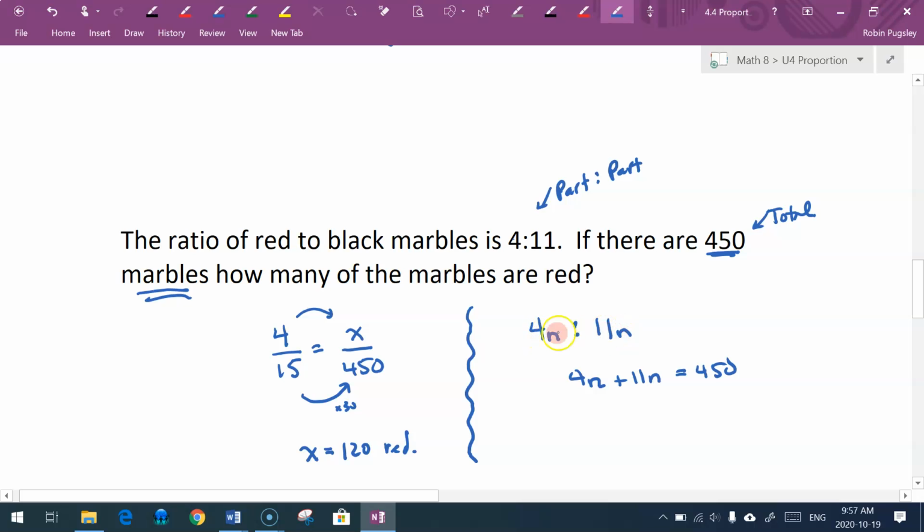Because if n is 1, I have 15 marbles. If n is 2, I have 8 plus 22, which is 30 marbles, right? Etc. I know I have 450, so what is n? What should I multiply each term by so that I can get 450? So now I can collect like terms, and I could divide both sides by 15, and n is 30. Oh, I need to multiply that by 30. Therefore, I have 120 red marbles as compared to 330 black marbles. So I now know how many red there are and how many black there are. So there's 2 different ways you can solve that question.